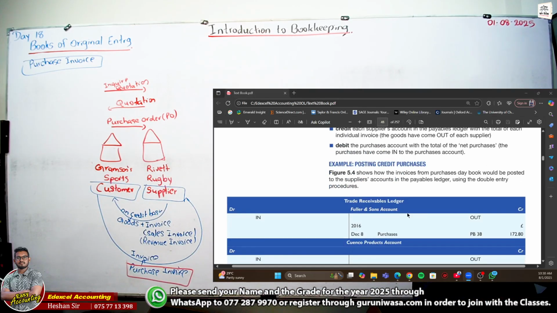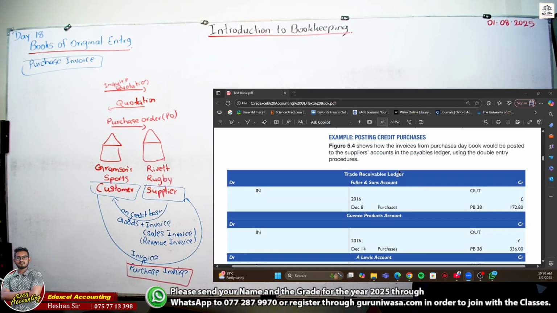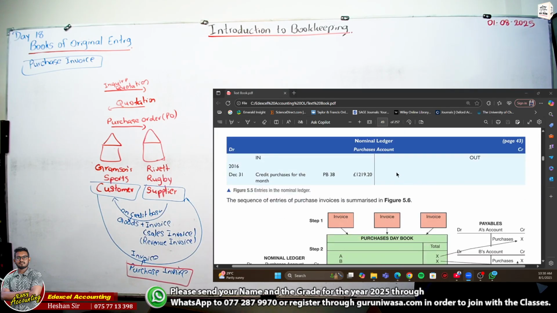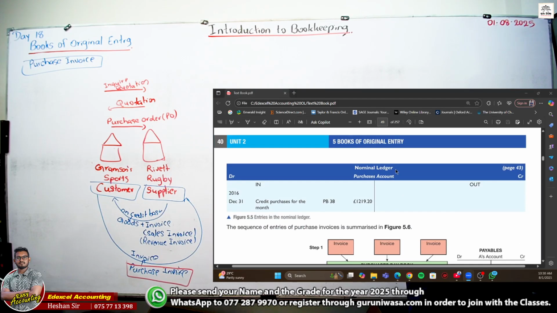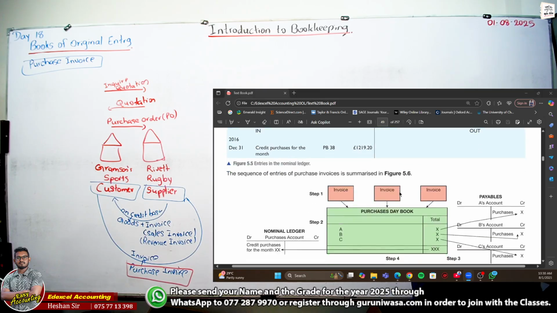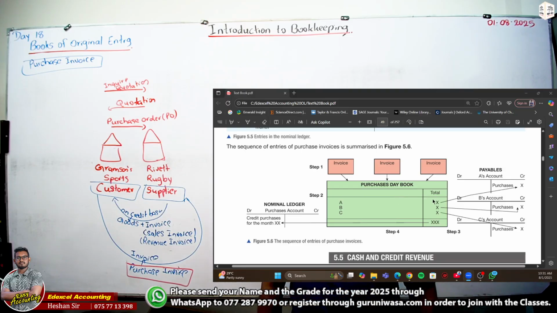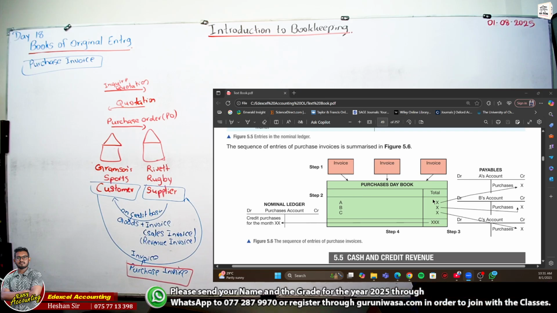Example: posting credit transactions, payables ledger, and in the nominal ledger under the purchase account. So the sequence of entering and posting invoices is summarized in 5.6. I'll explain later.